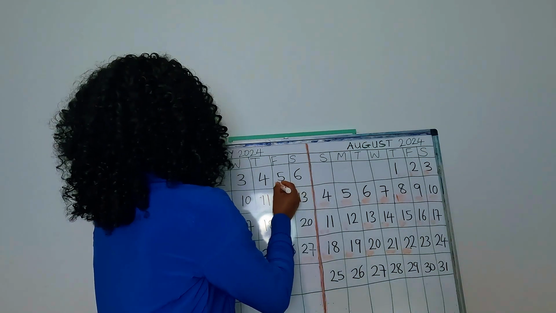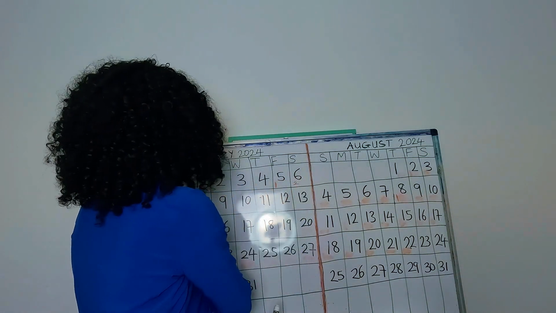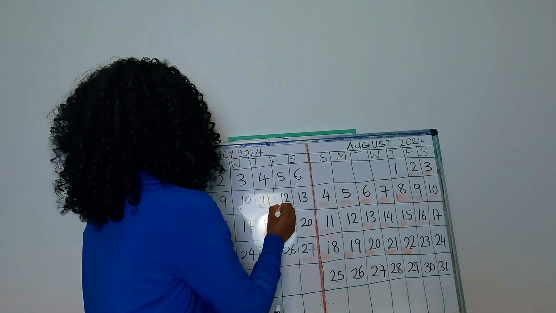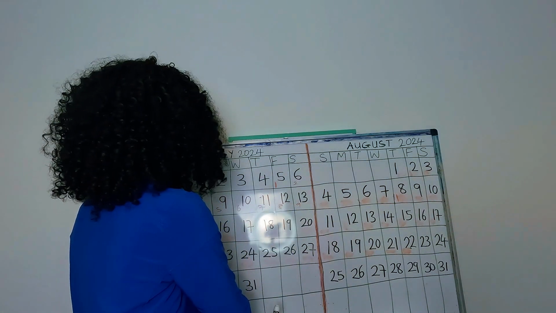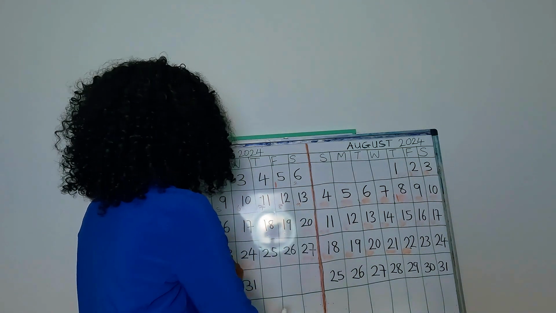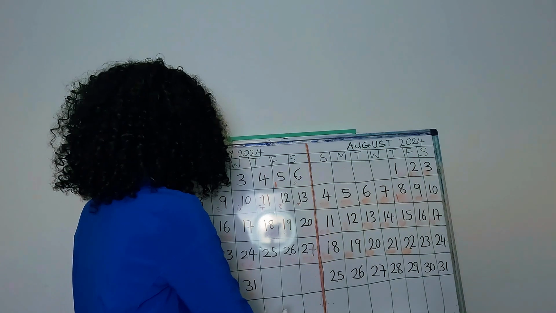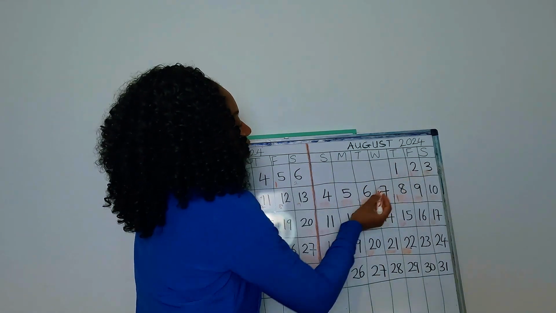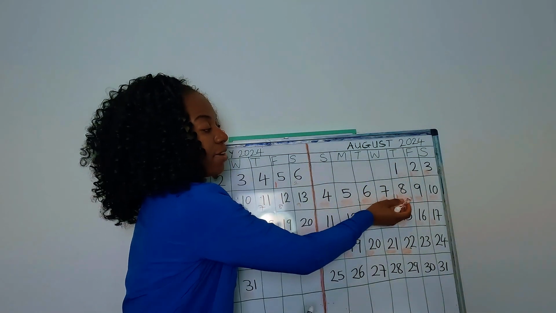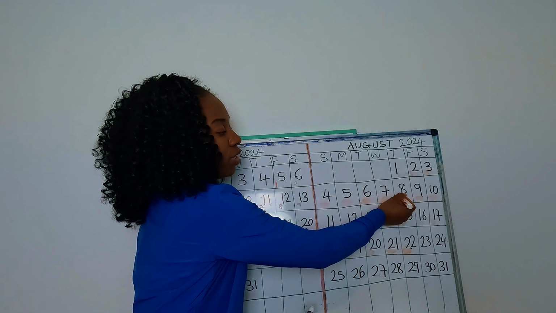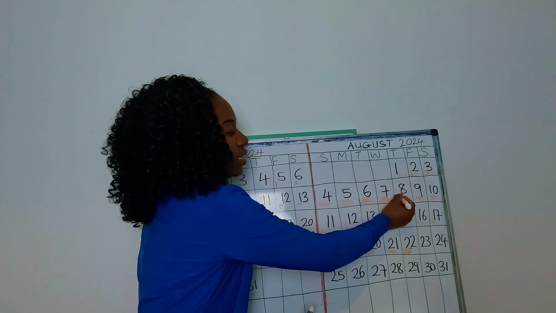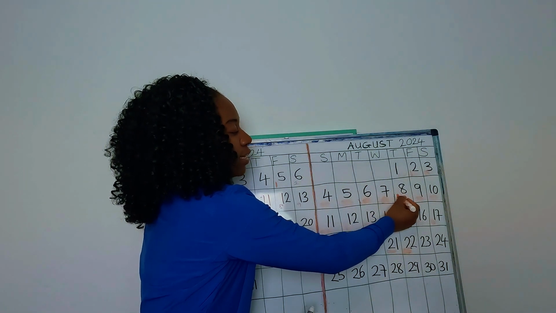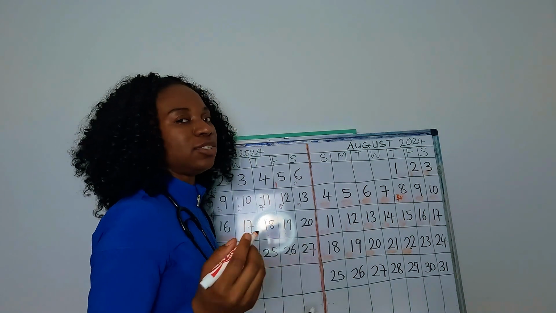Okay, so from the 5th, 1 2 3 4 5 6 7 8 9 10 11, 12, 13, 14, 15, 16, 17, 18, 19, 20, 21, 22, 23, 24, 25, 26, 27, 28, 29, 30, 31, 32, 33, 34, 35. So 35 is on the 8th of August. This is for a 35-day cycle. So this is just very simple.